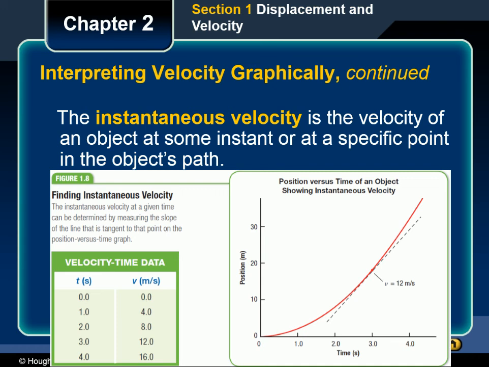One way to determine the instantaneous velocity is to construct a straight line that is tangent to the position versus time graph at that instant. The slope of this tangent line is equal to the value of the instantaneous velocity at that point. For example, the instantaneous velocity of the object in figure 1.8 at time t = 3 seconds is 12 meters per second. The table lists the instantaneous velocities of the object described by the graph in Figure 1.8. You can verify some of these values by measuring the slope of the curve.